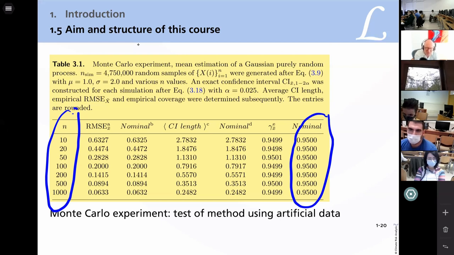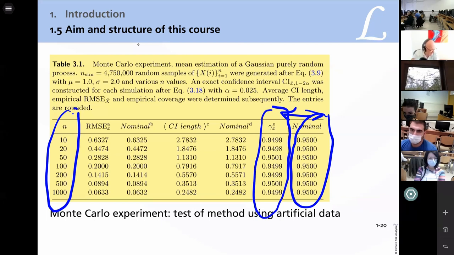And we can test the method using artificial data, entirely done in the computer, where we generate, with the help of a random number generator, artificial data, and then we apply a method, or maybe two methods, so we can compare the methods, and then we look at the coverage of these confidence intervals. I will come back later to this table, but you can then compare this empirical coverage with the nominal, and you see here that we have a very good agreement. So these are typical experiments I do to test the ability of the methods.